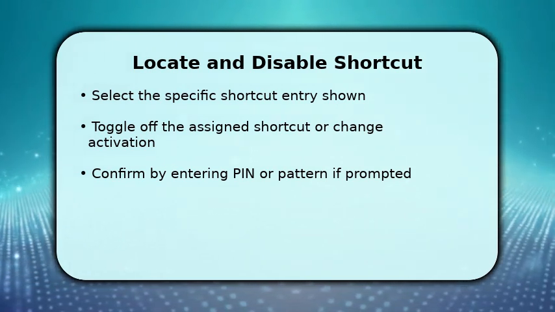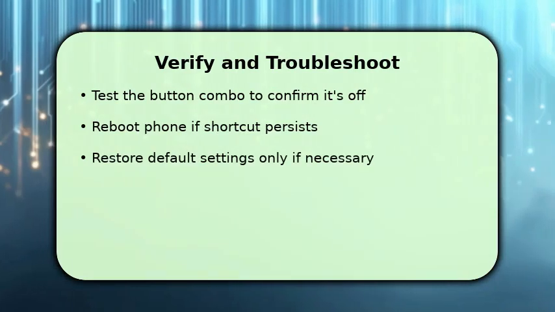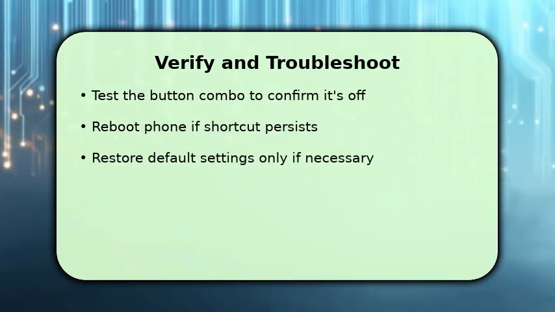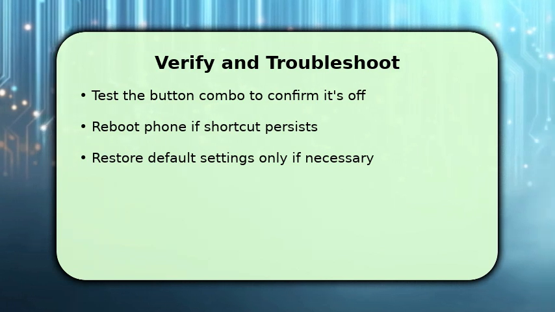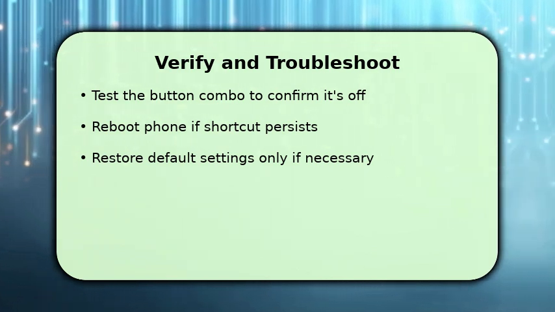Finally, verify by pressing the same button combination. You should not see the accessibility feature. If it still activates, reboot the phone because some settings require a restart to take effect.